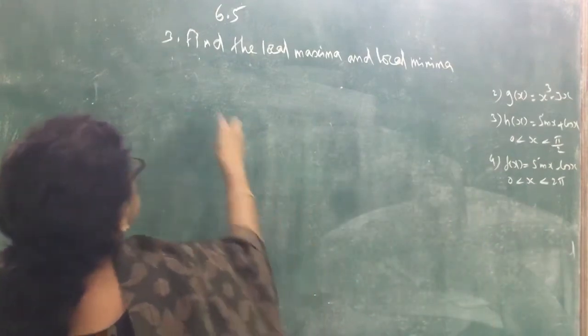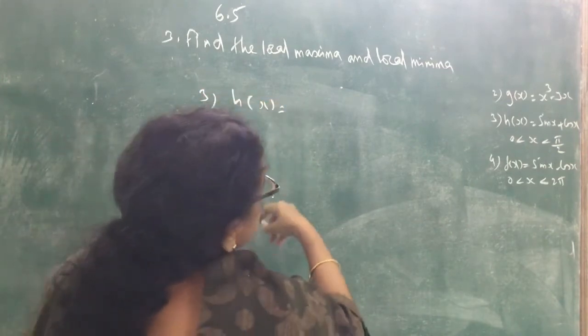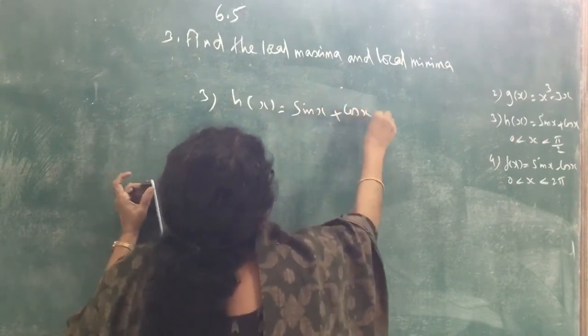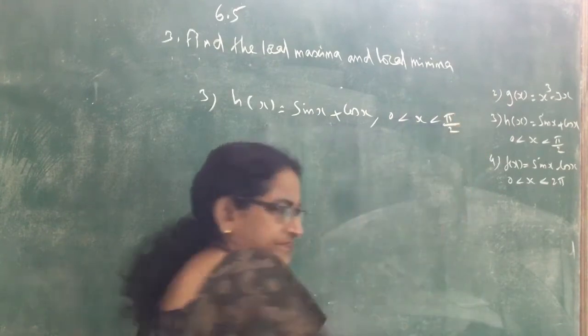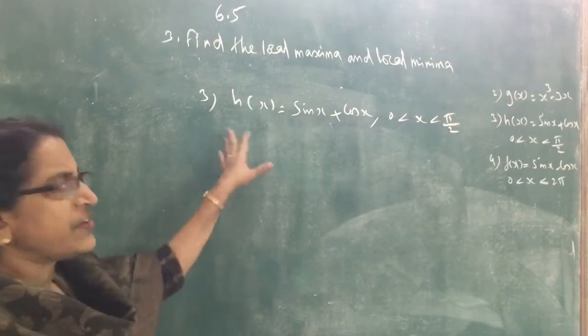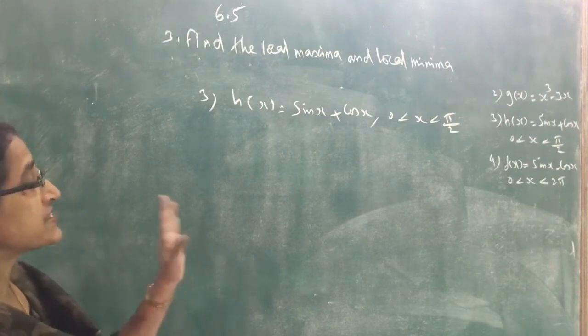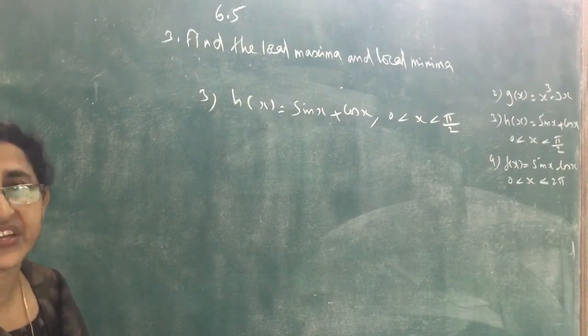Now the third one: h of x equal to sin x plus cos x, with 0 less than x less than pi by 2. So this is the given function. We have to find the point of local maxima and local minima. So the first thing we have to do is find the first derivative.